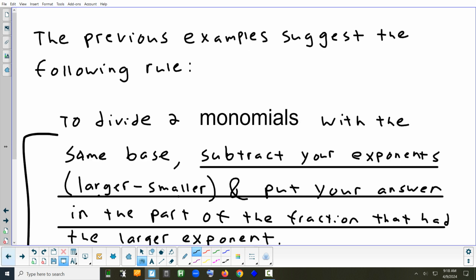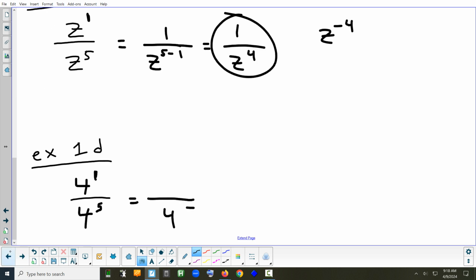And remember how we always subtract them? This is so we can avoid the negative. We already put it in the bottom. That takes care of the negative. Now we're just going to subtract larger minus smaller. Okay, what's the larger here? 5. And what's the smaller? 1. And you can't leave the top blank. We've got to put something. Yeah, a 1. We've got to put a 1.